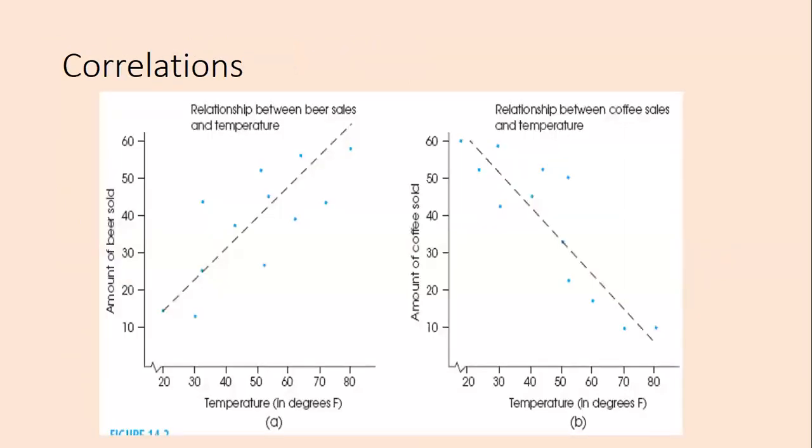Here are some other correlations. Okay, here's the temperature outside on the x-axis and the amount of beer sold. Okay, more people drinking cold beer when it is hotter out.